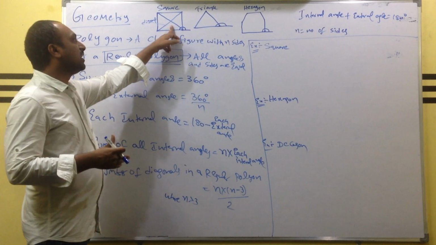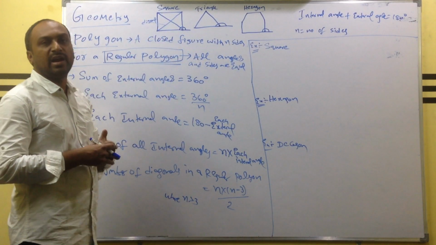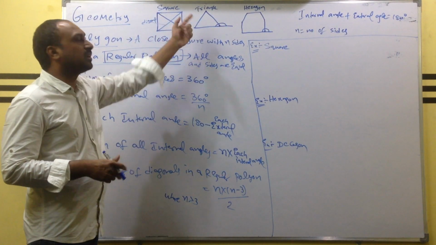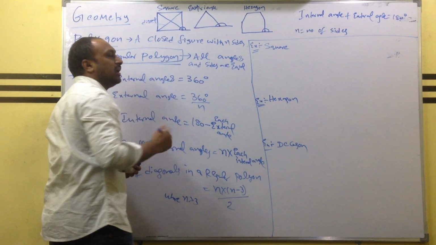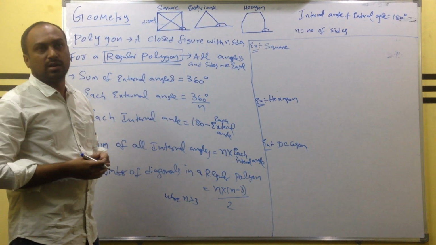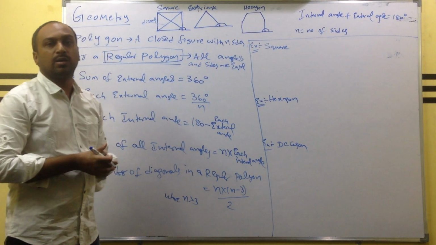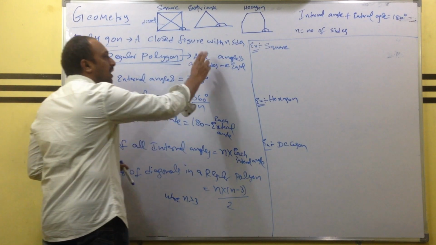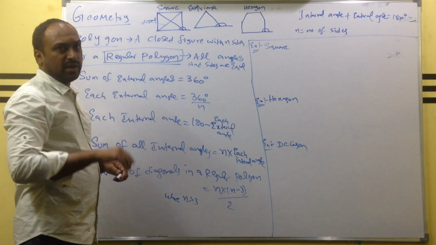For example, a square is taken. It's 90, 90, 90, 90, which is 360. All angles are equal, and all sides are also equal. And I can say an equilateral triangle is a regular polygon. And I can say a hexagon with all sides equal becomes a regular polygon. What is a regular polygon? A regular polygon is nothing but all angles and all sides are equal.